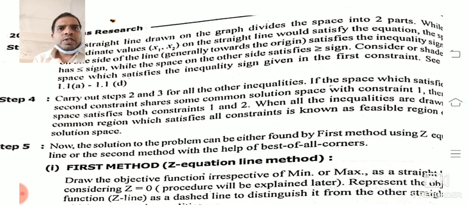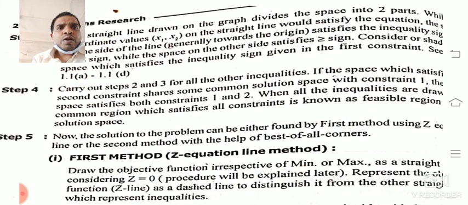Now step 4: carry out steps 2 and 3 for all other inequalities. The space which satisfies the second constraint shares some common solution space with constraint 1, and that space satisfies both constraints. When all the inequalities are drawn, the common region which satisfies all the constraints is known as the feasible region or solution space. Whatever the sign, less than or greater than, the region we choose to satisfy all the constraints is called the feasible solution space.